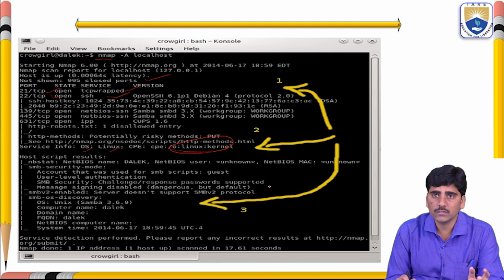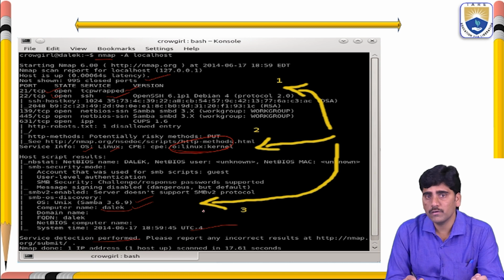The third is the host script results. It displays the OS type, Unix. The server type is Samba 3.6.9, and the computer name is Dalek, along with the domain name, fully qualified domain name, NetBIOS computer name, system time, and everything. So the service detection was performed. Please report any incorrect results at HTTP. One IP address was scanned in 17.61 seconds.